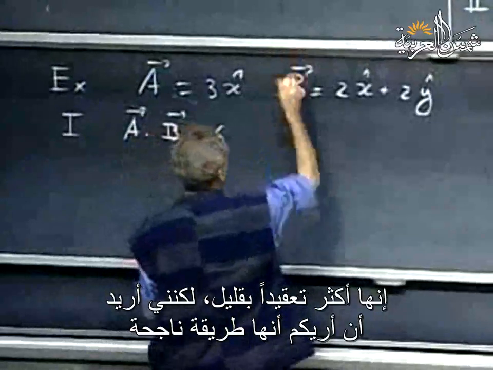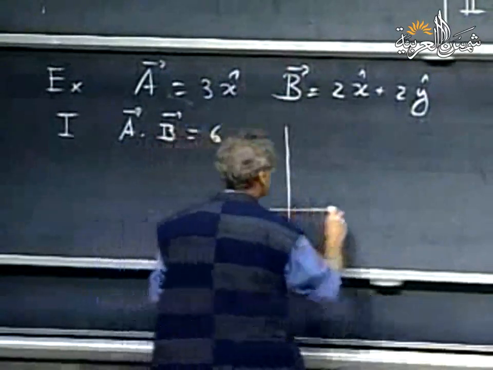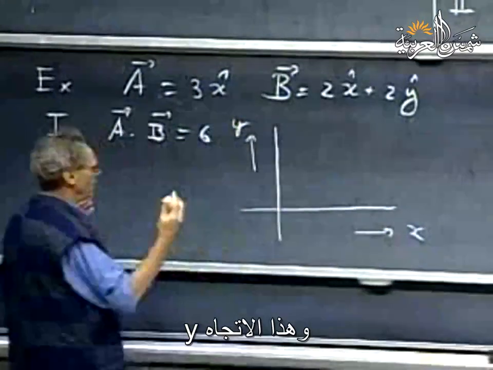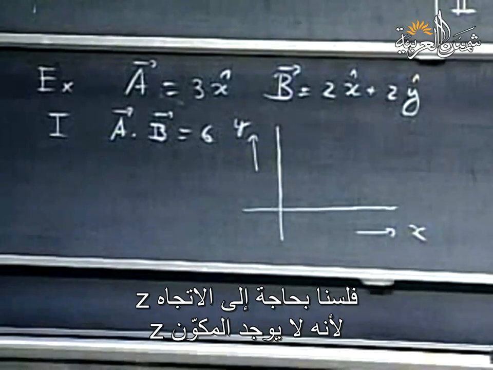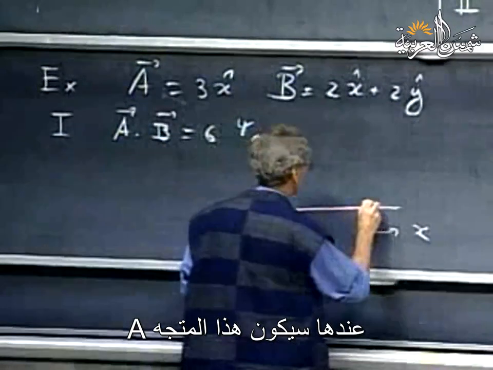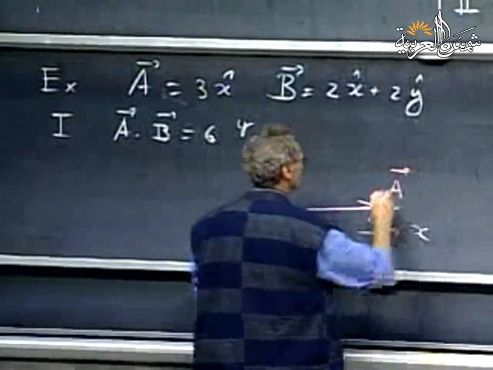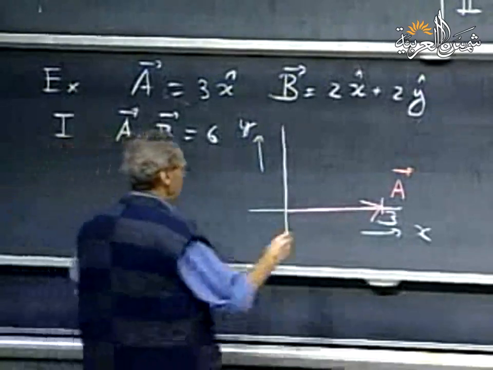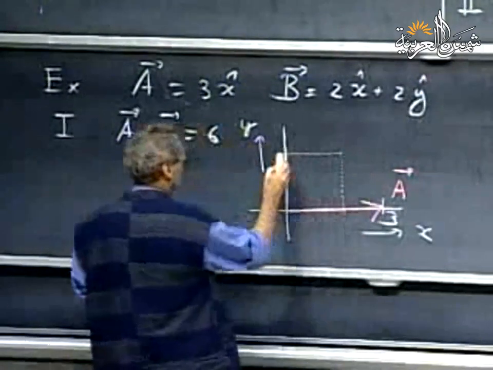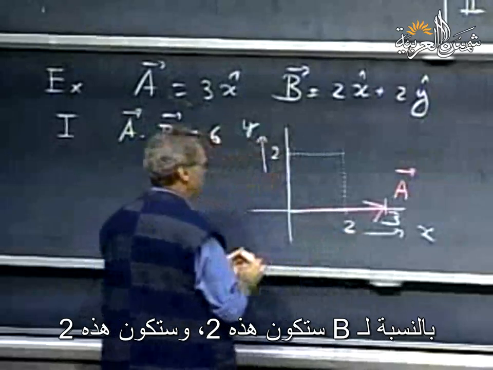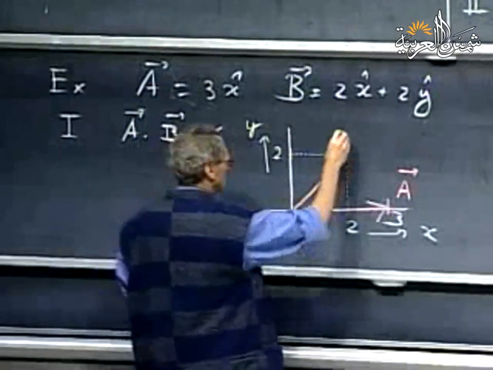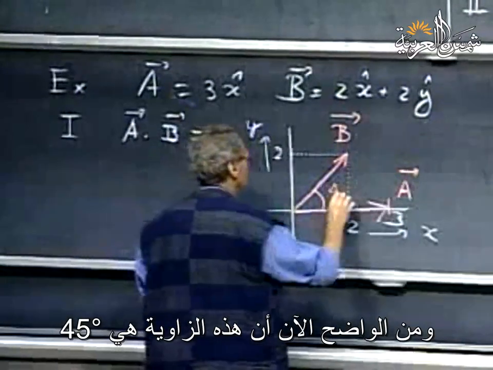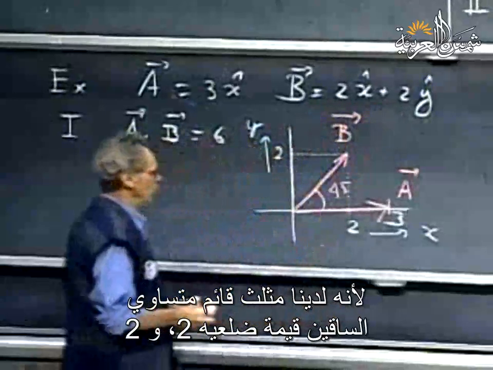It's a little bit more complicated, but I certainly want to show you that it works. If this is the x direction, and this is the y direction, we don't have to look into the z direction because there is no z component, then this would be vector A, and this point would be at 3. B, this would be 2, and this would be 2, and so this would be the vector B. And it's immediately clear now that this angle is 45 degrees. That follows from the 2 and the 2.